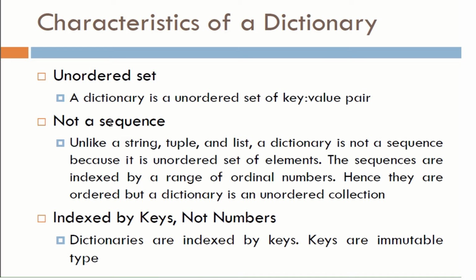First is your unordered set. What do you mean by unordered set? A dictionary is an unordered set of key value pairs. Now, it is not a sequence.